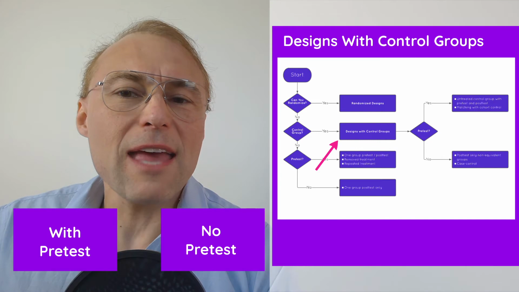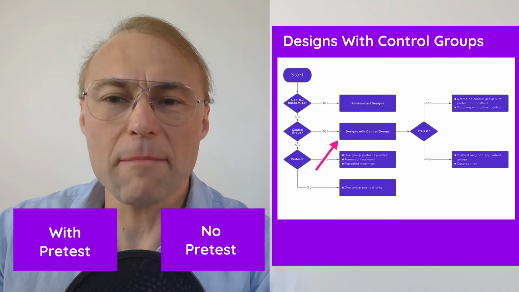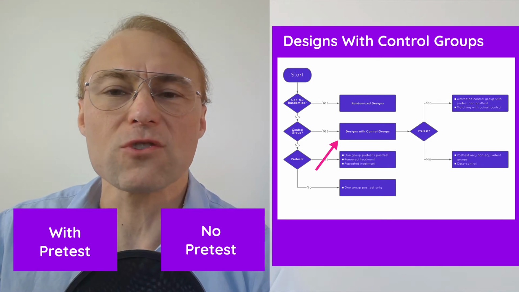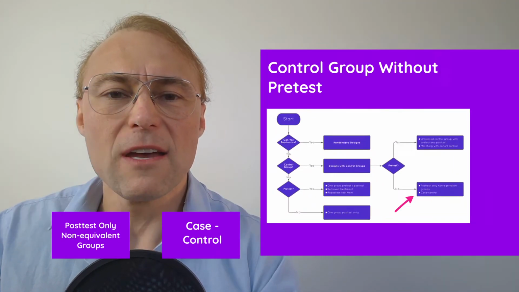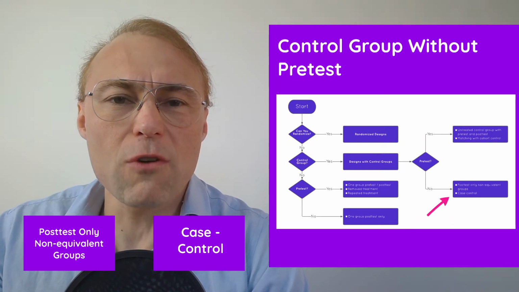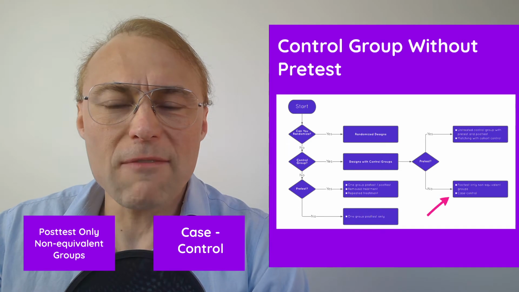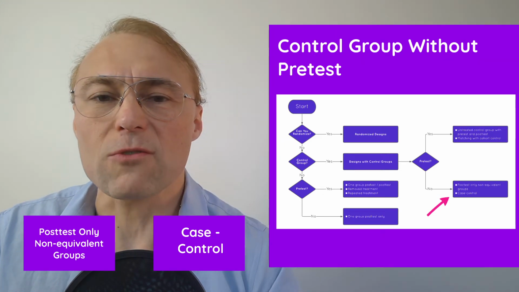Now, what if you cannot do a pretest? And this can be quite common. This often happens when the educational strategy has already been started and you want to study it. So there's two different ways to have groups with a control group without a pretest. So we can have a post-test only with non-equivalent groups, or we can have a case control study.